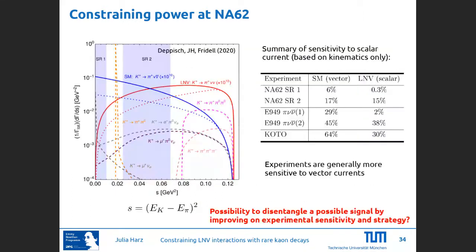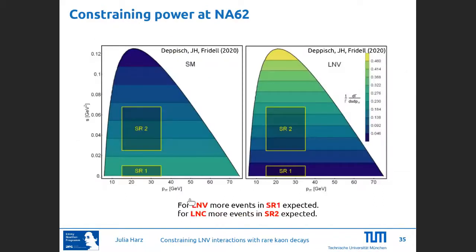So then in order to get a better idea how we could constrain it in the parameter space, we also wanted to see, because of the two-dimensional distribution, how much it depends on the pion energy and the energy of the neutrinos. But you see there's no more exotic structure. So basically for a fixed S, this stays pretty much constant for all pion momentum. But generally, again, the picture is that for lepton-number violation, we expect more events in signal region 1, while for lepton-number conserving, we expect more events here in signal region 2.